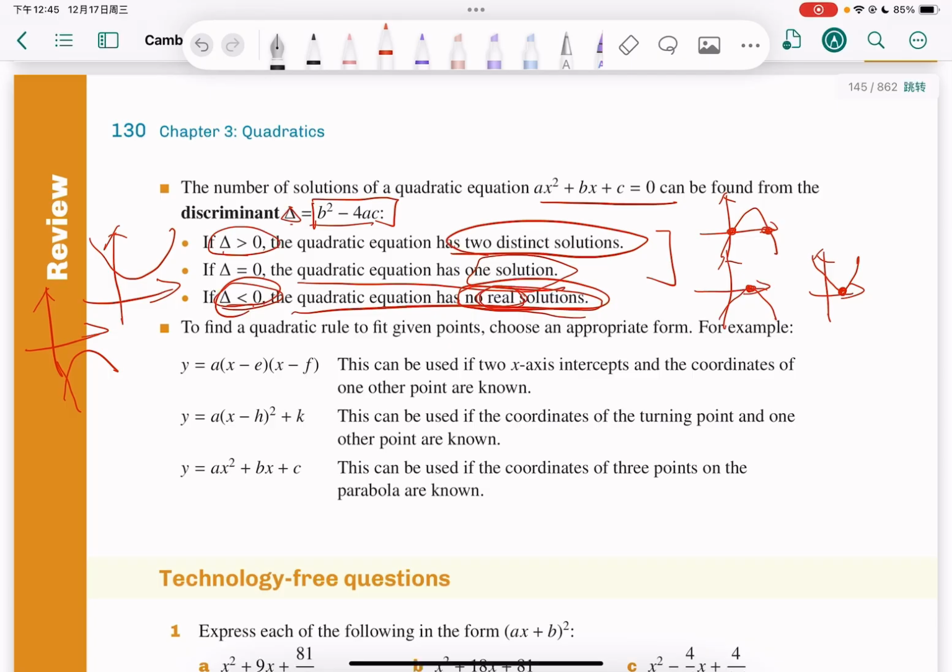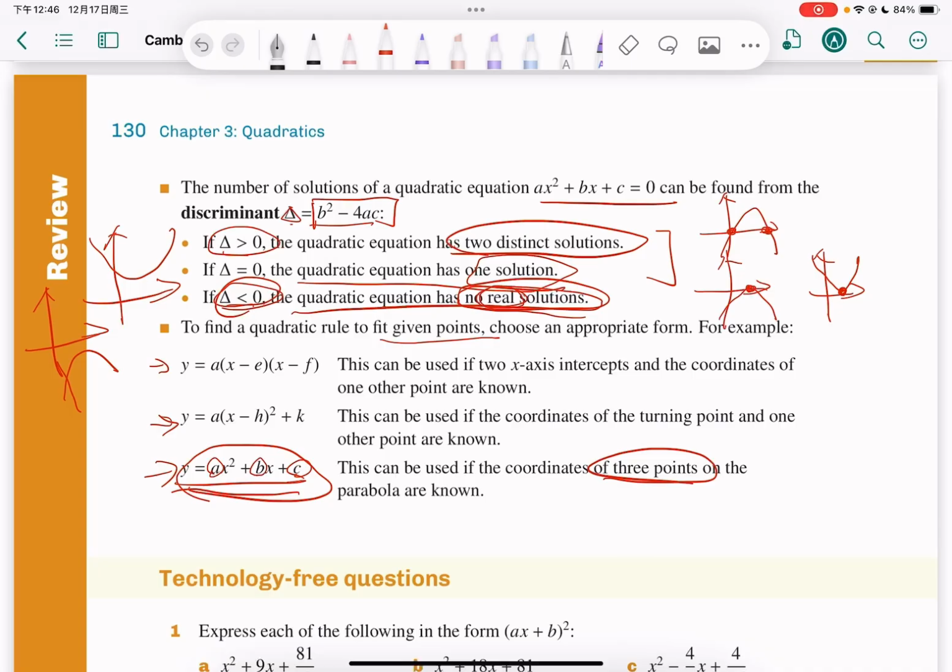To find a quadratic rule to fit given points, choose the appropriate form. So these are 3 forms. This one is the most common form, but you need 3 coordinates. So you need 3 points to determine the whole function, because there are 3 unknown variables. If you have n unknown variables, then you need n equations or n points to solve it. So we need 3 points here because we have 3 unknown variables.